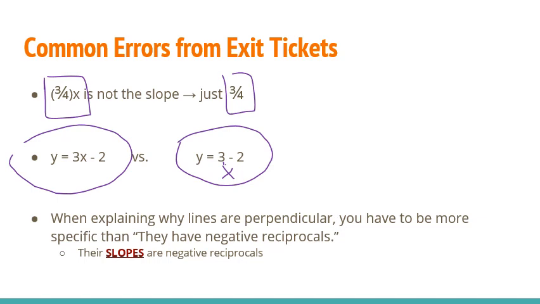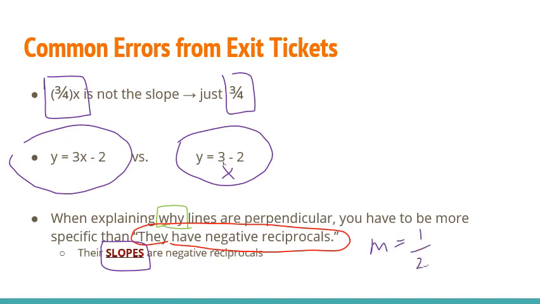Finally, last bullet point here, if you are asked to explain why lines are perpendicular, you have to be more specific than just saying they have negative reciprocals. You have to say that their slopes are negative reciprocals. That's really the key part. So if we had a slope of m equals -1/2, the negative reciprocal of that would be positive 2/1.